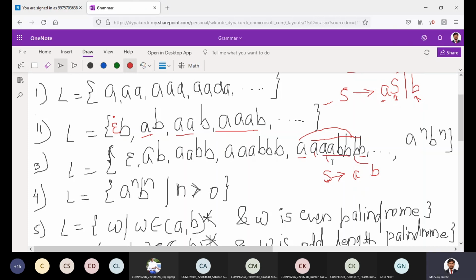Again in the middle part, for each A there is a B. So for each A, we are generating B. At the center of that, again we can have AB. What can it be? A S B, and keep on replacing. Another thing, it can be epsilon. So S can be replaced with epsilon.